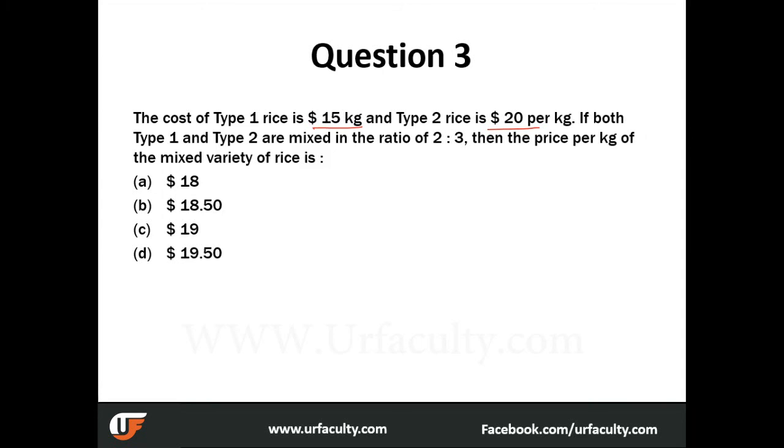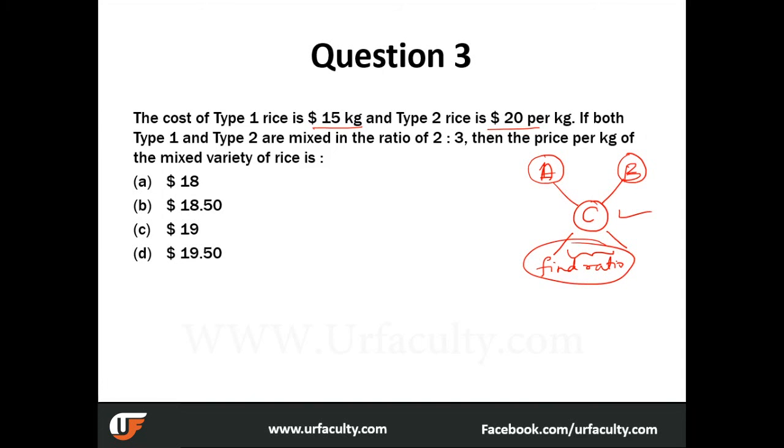So all this while we had seen questions where we are given details about product 1 and product 2, or product A and product B, right? And we are told that when they mix together a product C is formed, and we are asked to find out the ratios. Now in this question, we are being given the ratio. Now we need to find out what would be the price if they are mixed in that ratio of 2:3.